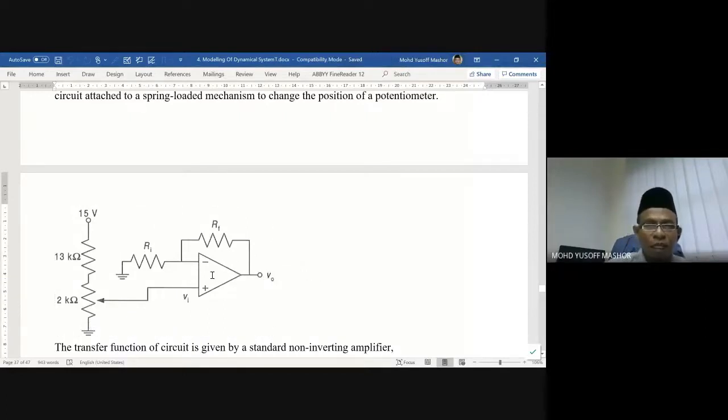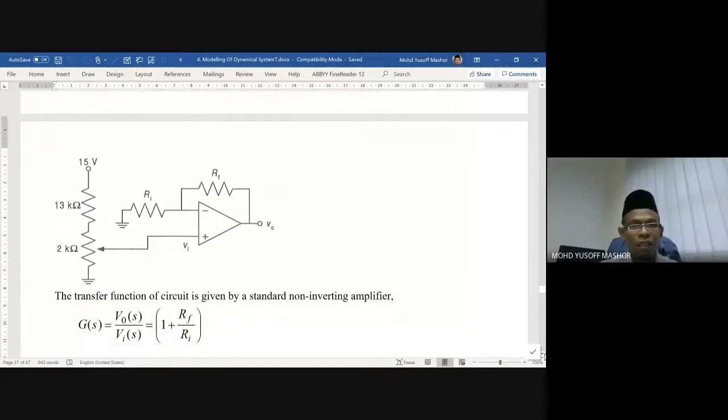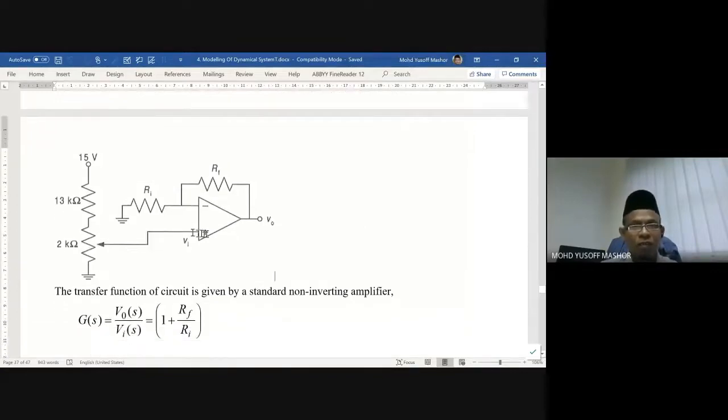We can control the gain of this using RF divided by RI. We learned that already previously for op-amps. This is because the input is connected to the plus terminal and the minus terminal is grounded in this case. So this is a non-inverting amplifier. The transfer function, as we discussed previously, is supposed to be 1 plus RF divided by RI. So this is the transfer function for this.